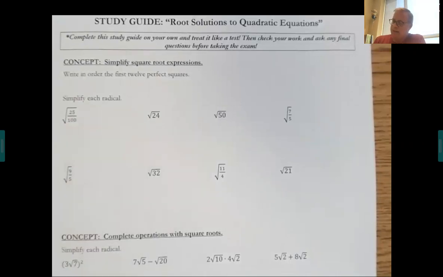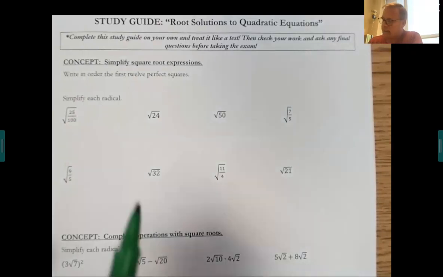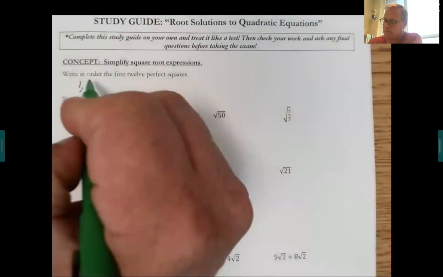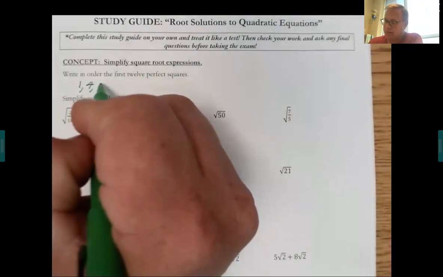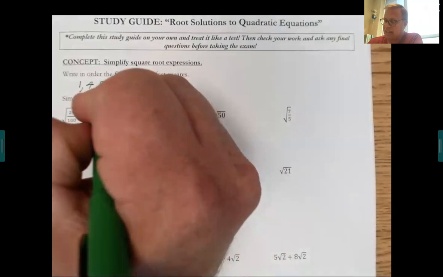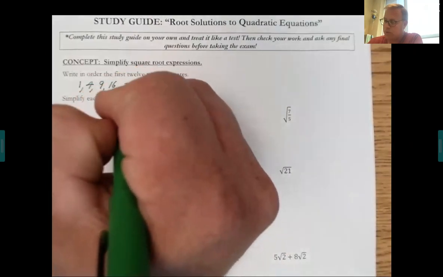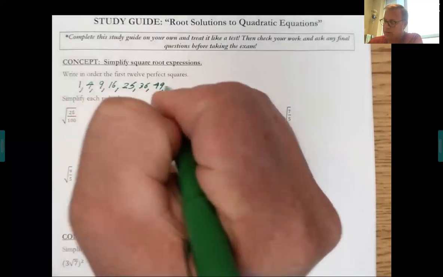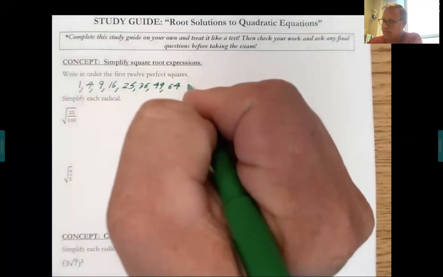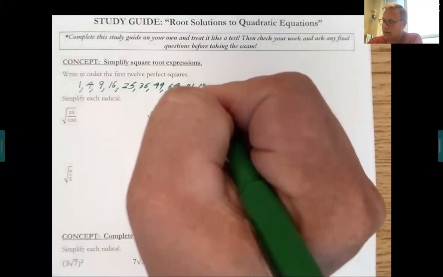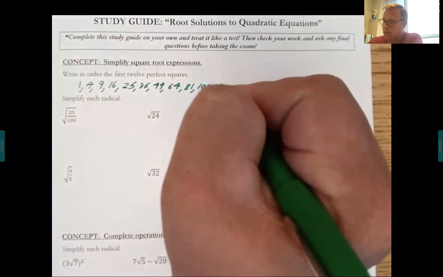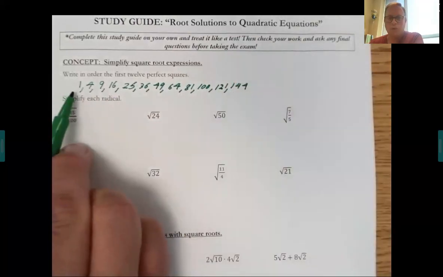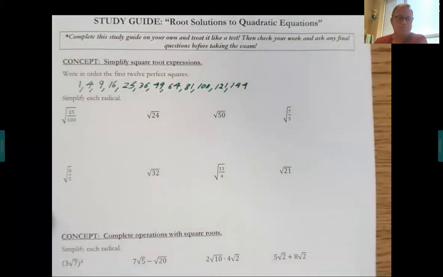So write in order the first 12 perfect squares. Yeah, you should know those first 12 perfect squares. 1 times 1 is 1. Then 2 times 2, 3 times 3 is 9, followed by 16, 25, 6 times 6, 7 squared, then 64, 81, 100, 121, and 144. 1 times 1, all the way to 12 times 12.